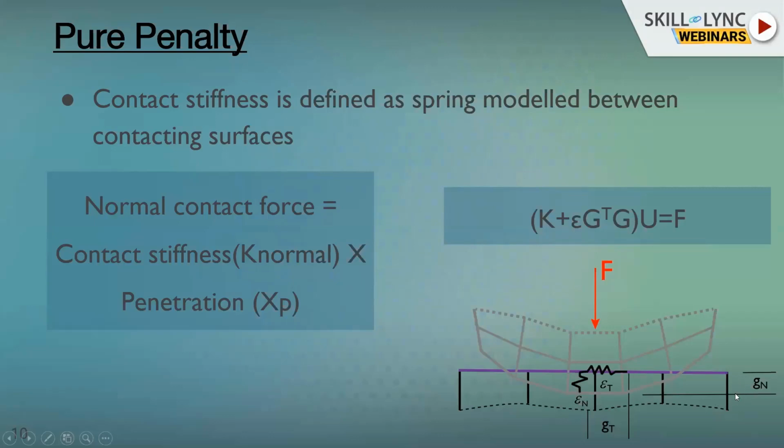We have some kind of penetration in the body when the two bodies are going inside each other. That time, K into the deformation, whatever it is getting, gives the contact force in the normal direction. So if I'm applying a force of F value from the top, because of this spring stiffness and the penetration, there will be an opposite force opposing the penetration of this gray body into the purple body by K into the penetration. Similarly is the case for the tangential direction.